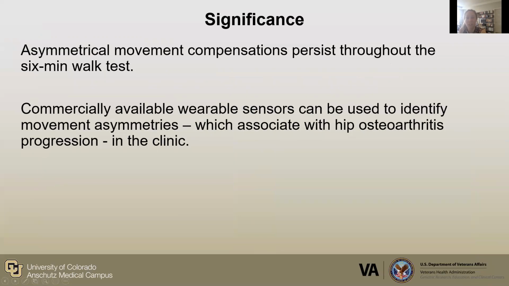So for the significance of our results, we found that asymmetrical movement compensations were present at the beginning and the end of the 6-minute walk test. They persisted and they were consistent, so we didn't see too many changes between that early and late time point. However, it's very cool that we were able to identify these asymmetries using commercially available wearable sensors, and we think that these wearable sensors can be used to identify movement asymmetries which associate with hip osteoarthritis progression within a clinical setting.